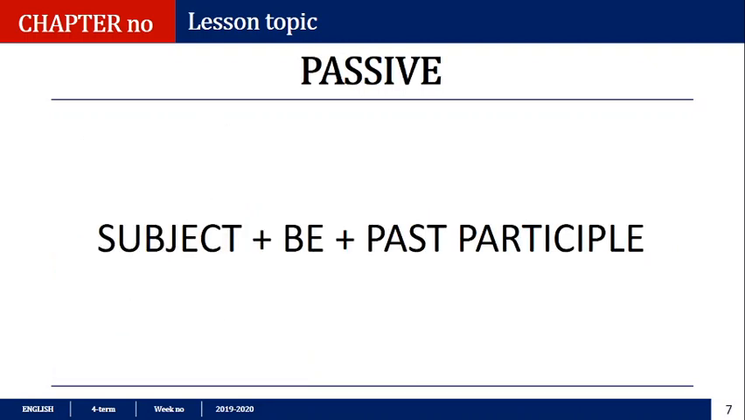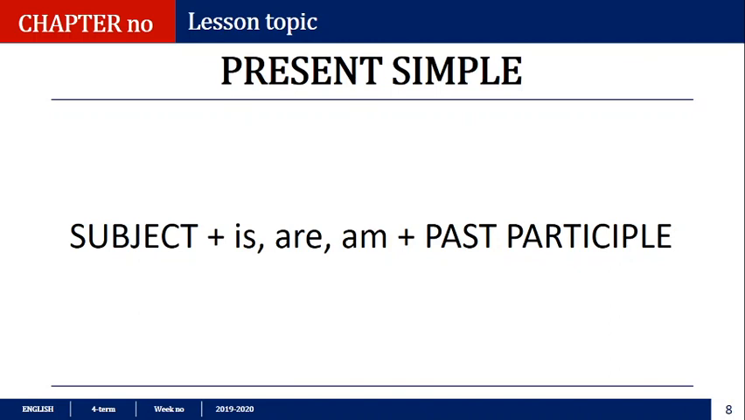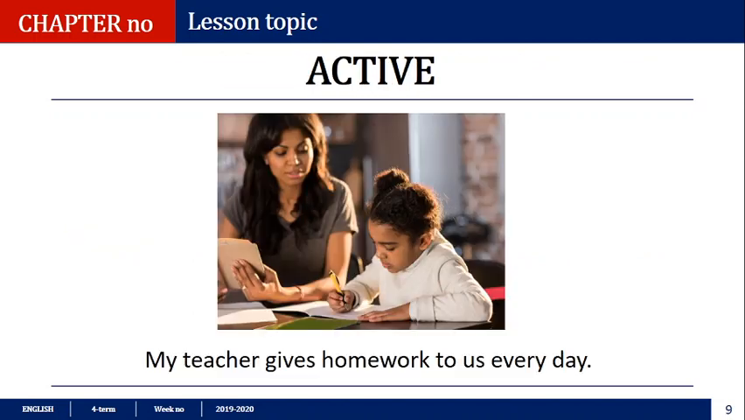And how do we form the passive? We form the passive with the verb be and the past participle of the main verb. Here let's see the forms and examples. Let's start with the present simple. We use the subject plus is, are, am, and past participle. Example. I'll give you two kinds of examples. One is for the active and another for the passive, so you will see the difference.